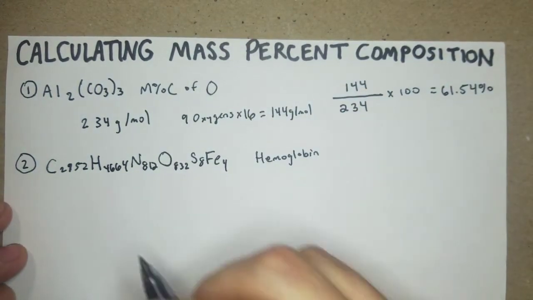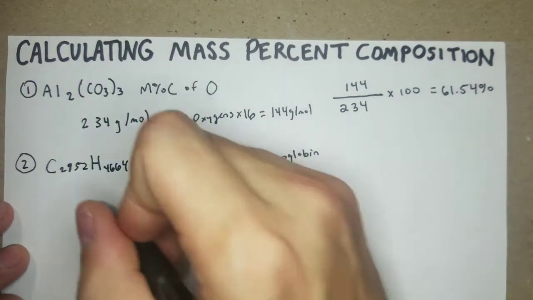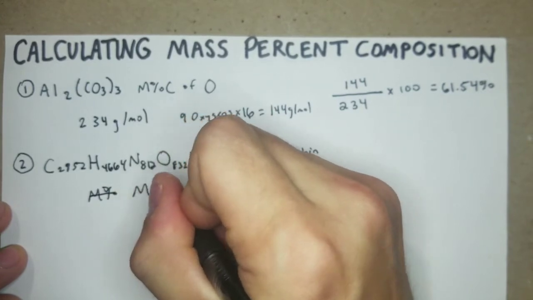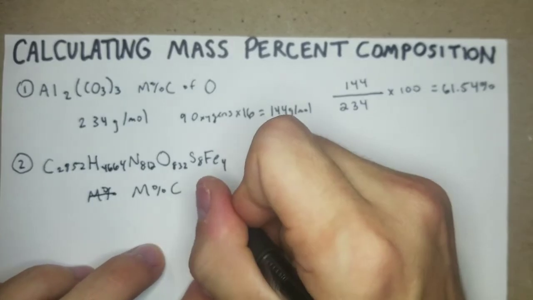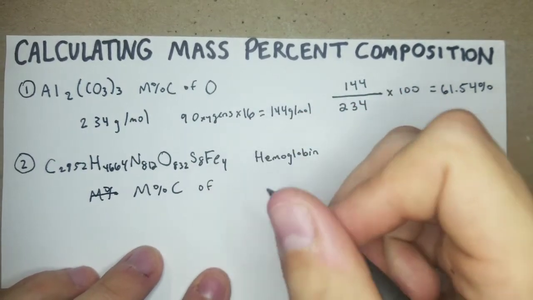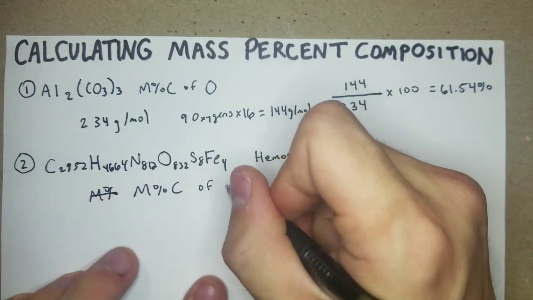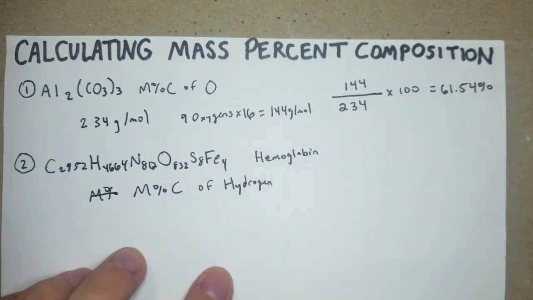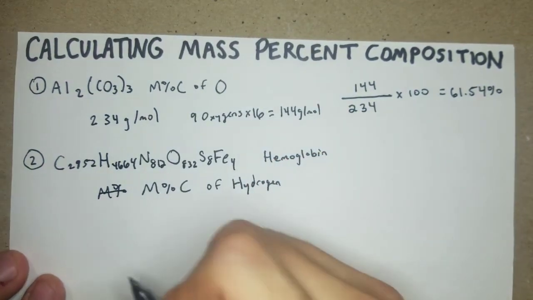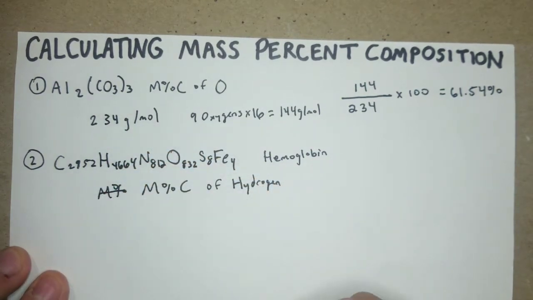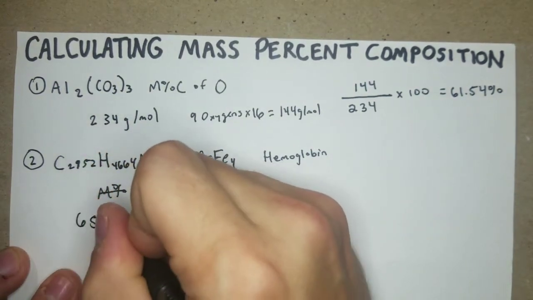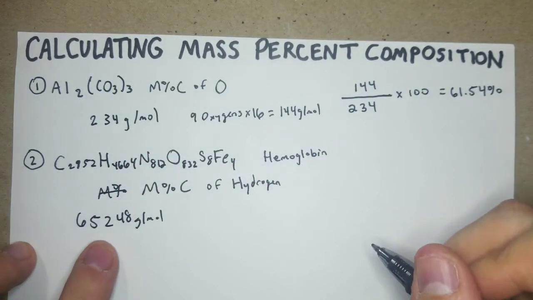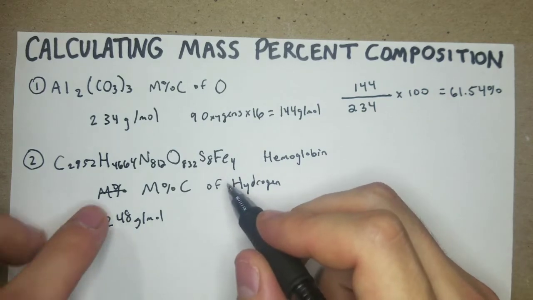We're going to try to find the mass percent composition of, let's say, I don't know, hydrogen. In the previous video, we calculated the molar mass of this molecule to be 65,248 grams per mole. And we're going to take that and then compare it to hydrogen.